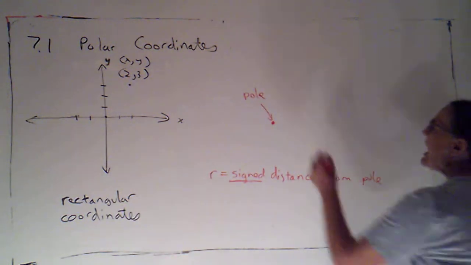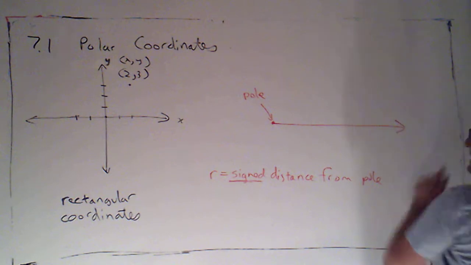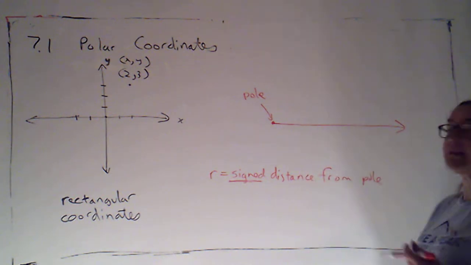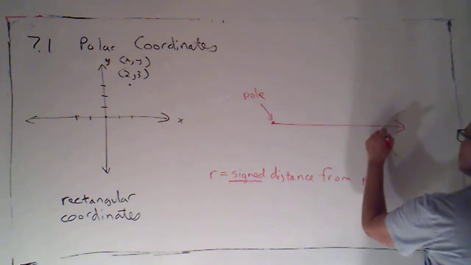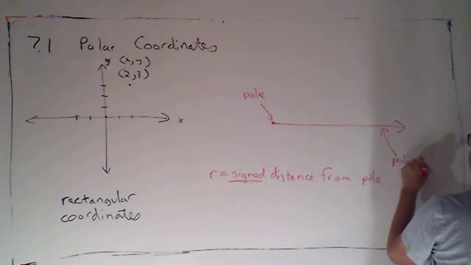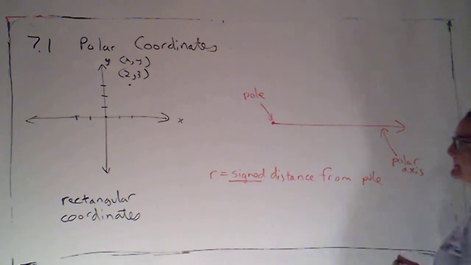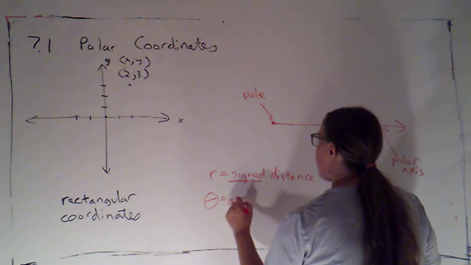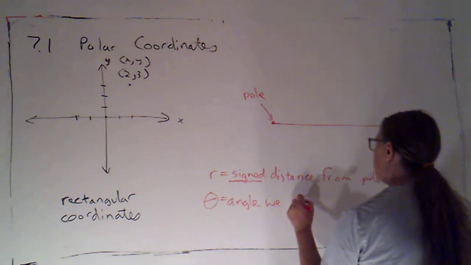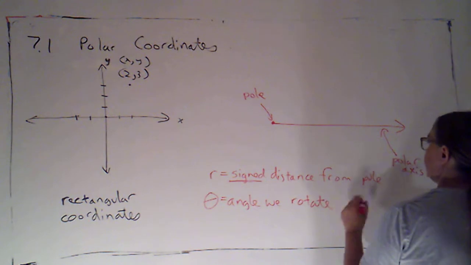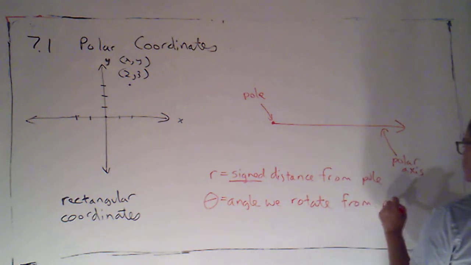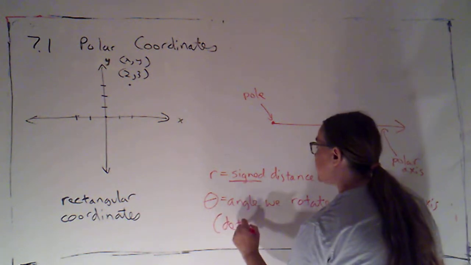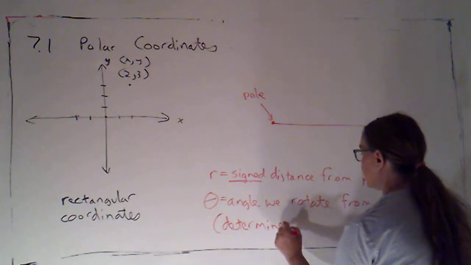Okay. And then I'm also going to have a ray. Now, a ray is just half of a line. So it indicates a specific direction. And we call that the polar axis. Okay. And theta is going to be the angle that we rotate from the polar axis. And what that's going to do is that's going to determine the positive direction.